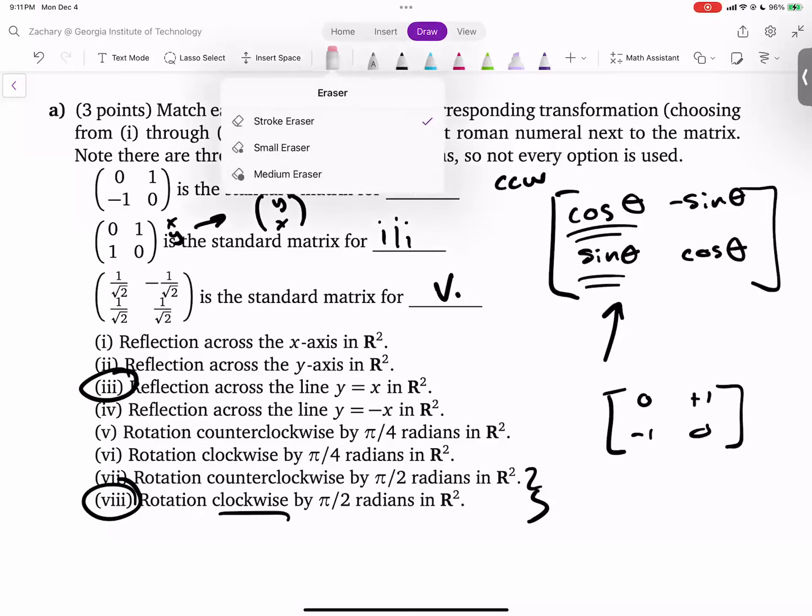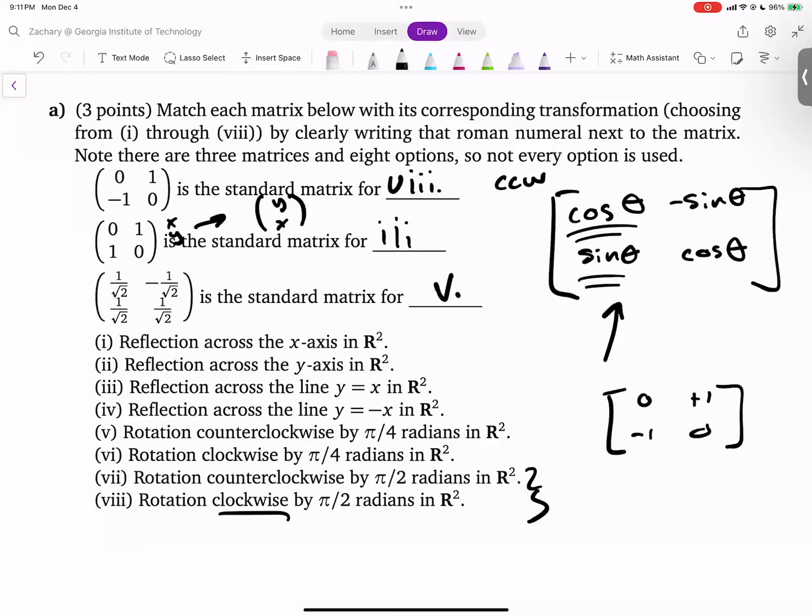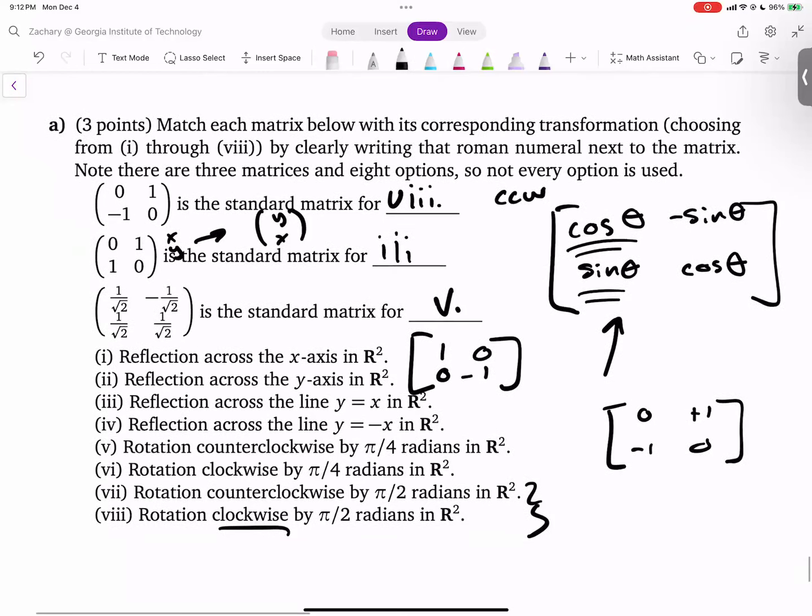So if we wanted to talk about these as well, reflection across the x-axis, what this would look like is the x value is unchanged, and the y value is flipped. Another way you can generally think of this is my first column will always describe what happens to x equals 1, y equals 0. My second column always describes what happens when x is 0 and y is 1.